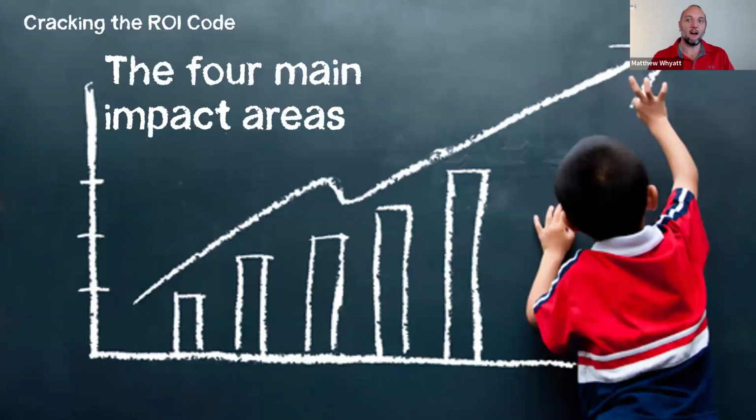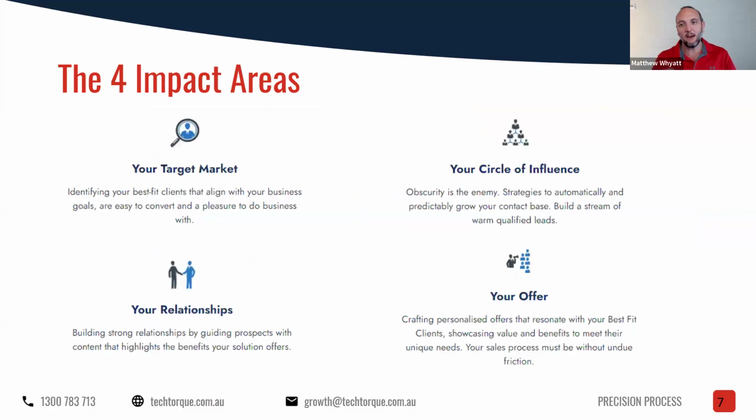So let's crack the ROI code, the 4 main impact areas. And I want you to keep thinking about this. These 4 key areas are really important. If you continue to think about these areas consistently in context of your business, and you're always doing activities inside each one of these, you can't help but succeed.